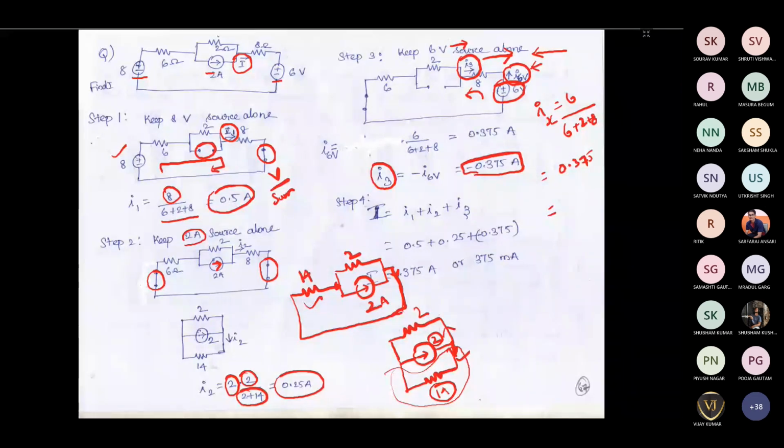In order to find the total response, we have to sum all the individual responses, I1, I2 and I3. I1 is 0.5 ampere, I2 is 0.25 ampere, and I3 is minus 0.375 ampere. So the total current comes as 0.375 ampere, or 375 milliampere.